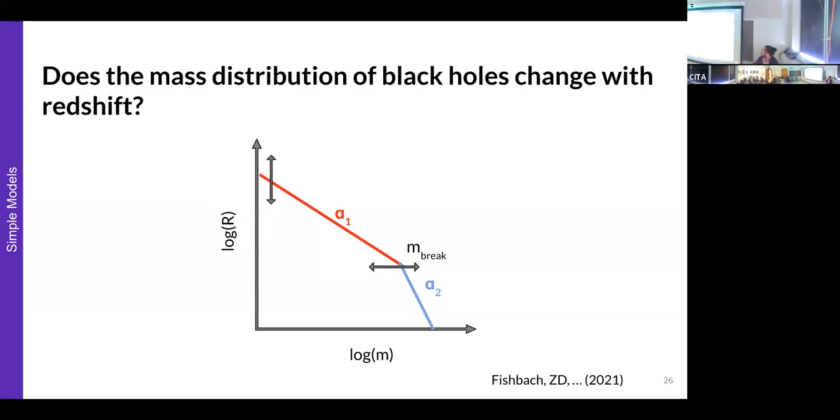We'll let the breakpoint change as a function of redshift as well. So we'll let these two alpha-1 and alpha-2 parameters stay the same as a function of redshift, but we'll let the break and the height of this distribution change as a function of redshift, just to see, does it want to be different at different redshifts?